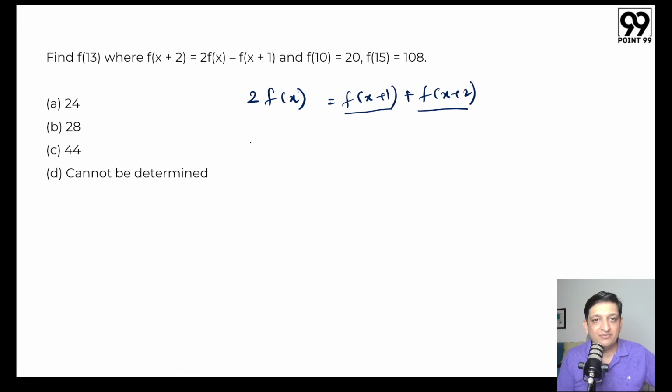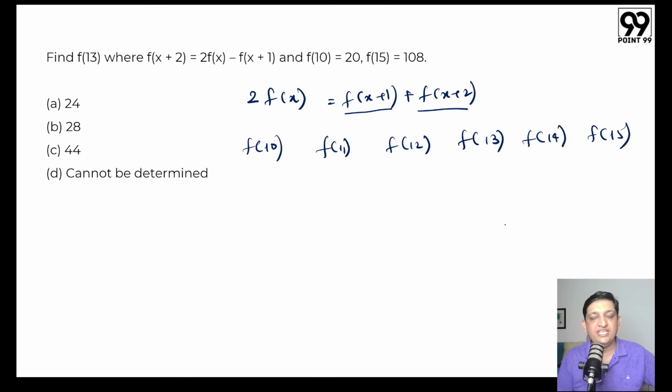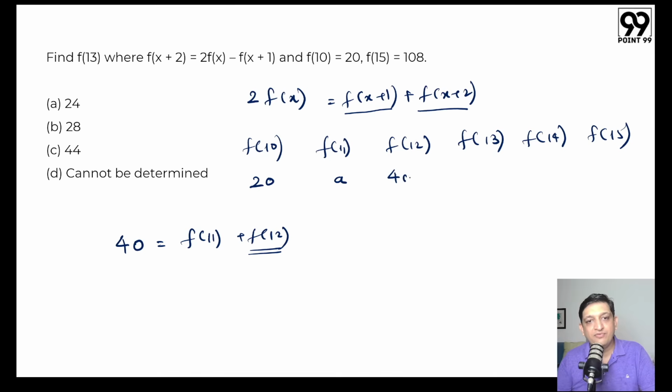So let's say, for example, we are saying that there is going to be some value for F10, there is going to be some value for F11, some value for F12, F13, F14 and F15. So of course, as we go towards the right, the values will get derived. So let's say that the value of F10 is 20 here. Let's say the value of F11 is A. Now what can you say will be the value of F12 on the basis of this? You will be able to say that twice f of x, that is twice of 20 or 40, will be equal to F11, that is A plus F12. So what can I say about the value of F12? It's going to be 40 minus A.